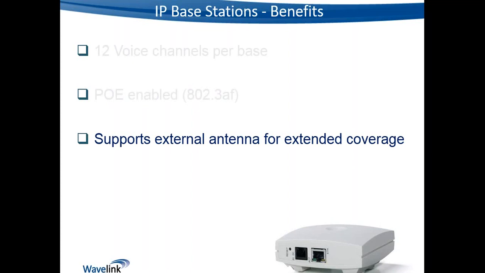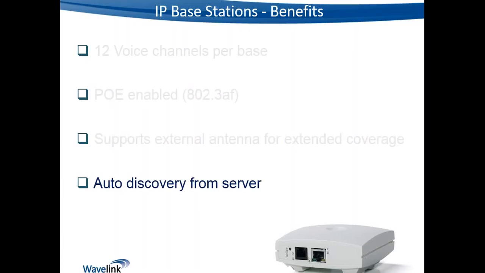The IP base station supports external antenna for extended coverage, so if you had to throw what is, without the antenna, a spherical shaped signal in a more directional way, or get a signal into an area that's difficult to do so because of cabling restrictions, then you can have an option to hook up an external antenna to an IP DECT base station and make use of that extended coverage.